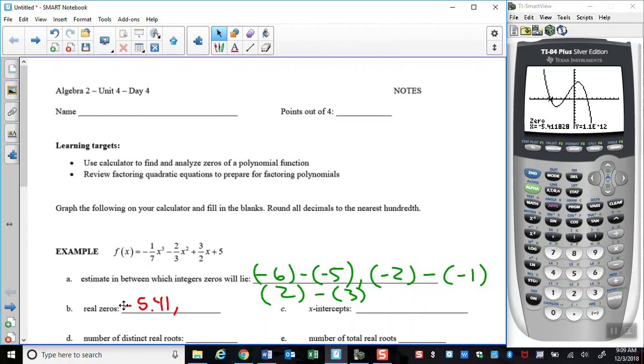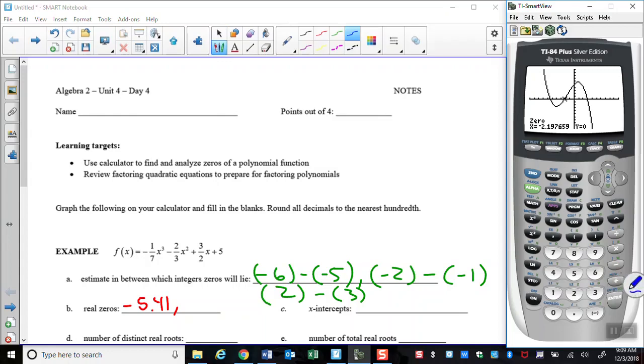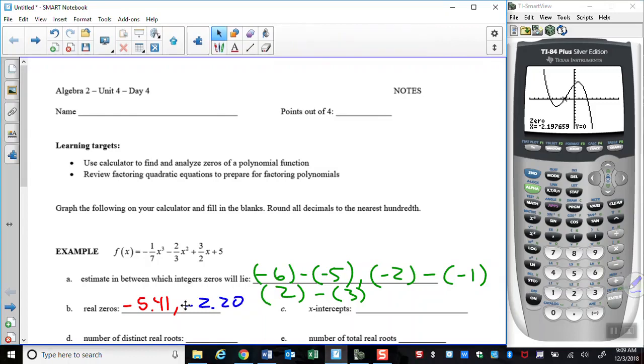Okay, and now we're doing zeros, not x-intercepts. So you just write the x value. You don't write the point. Okay, let's find the next one. Left bound for this zero. Right bound, enter. Okay, so we were correct. It's a little bit less than negative 2, negative 2.197. So we'll call that negative 2.20. All right, and then the last one.